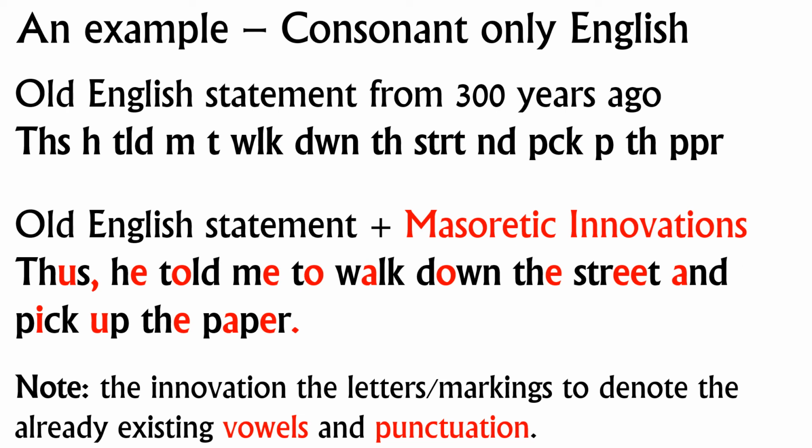And that means that the system of vowels and punctuation was already there, because otherwise nobody would be able to read and understand something. But essentially it was known enough to people that they could read a text without the vowels and without the punctuation and understand it simply because they were trained how to do so.